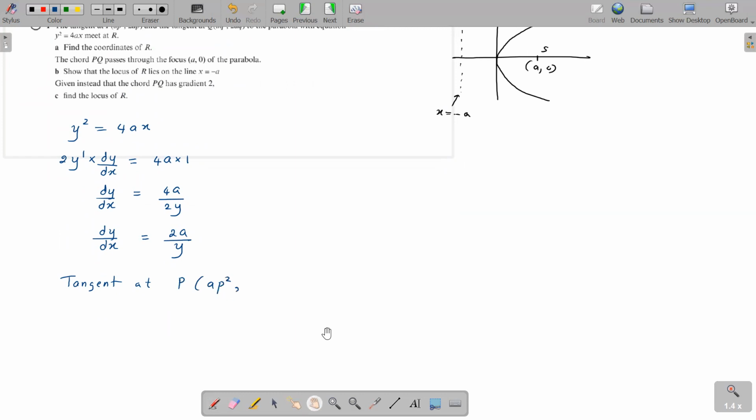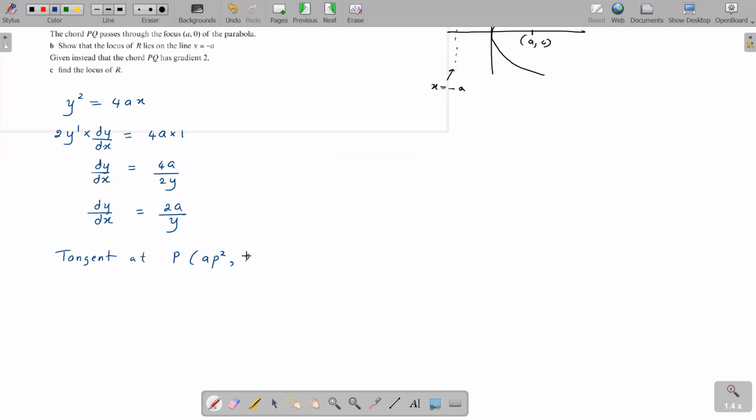AP square, comma, 2AP, right? Okay, so how do we get it? Let's get the dy by dx. 2a times the y value is 2ap, right? You have to substitute the y coordinate. The y coordinate is 2AP. Do you agree with me? That's what we do. We substitute in the xy equation. Here there is no place to input x, so input the y. The 2a cancels and you get dy by dx of the tangent is 1 over p.